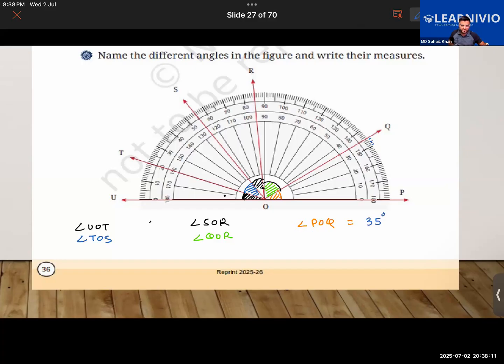Similarly, tell me the names of other angles also. Next, QOR. What about this? 10, 20, 30, 40, 50, 60, 65. 65. Okay, 66 you are saying. How? It has to be 65, 70 or 60 or 55 like that. Not 66, 67. You start counting from here.